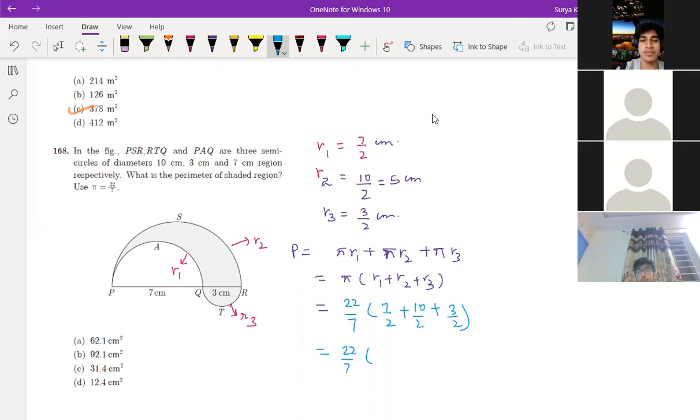Sir, what is the perimeter? 210/7, right? So 3 sevens are 21. 3.14 will come. No, 31.4. Okay, fine. Tell me, Teja.